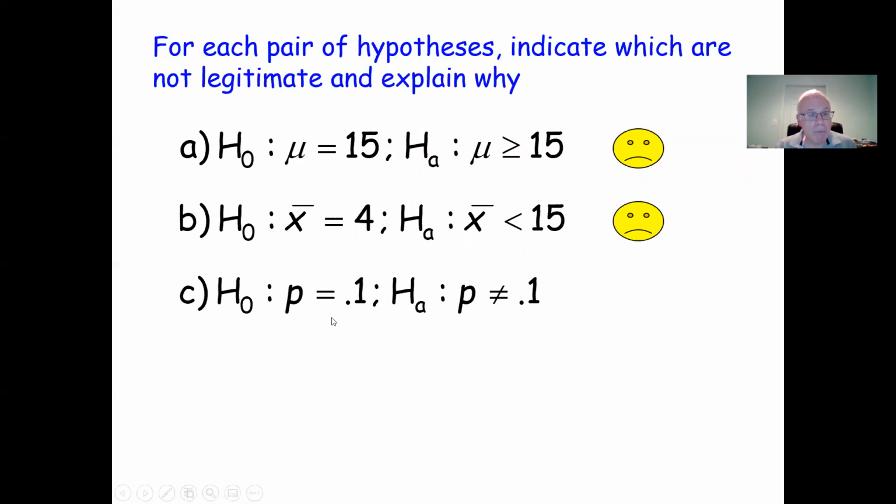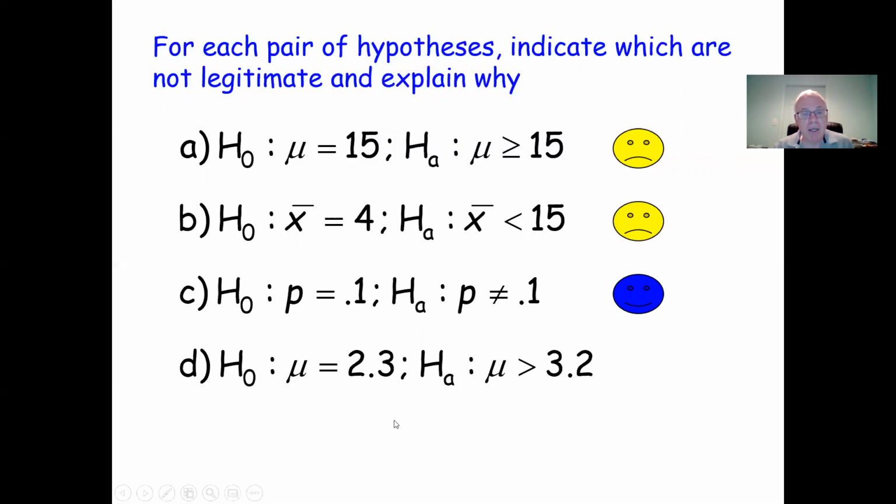Let's look at this one. Well, p is equal to 0.1 for the null. P is not equal to 0.1 for the alternative. Notice that you use the population characteristic, p. Equal here, not equal here are valid. And 0.1 and 0.1 match. So this is a valid pair of hypothesis tests. There's the smiley face.